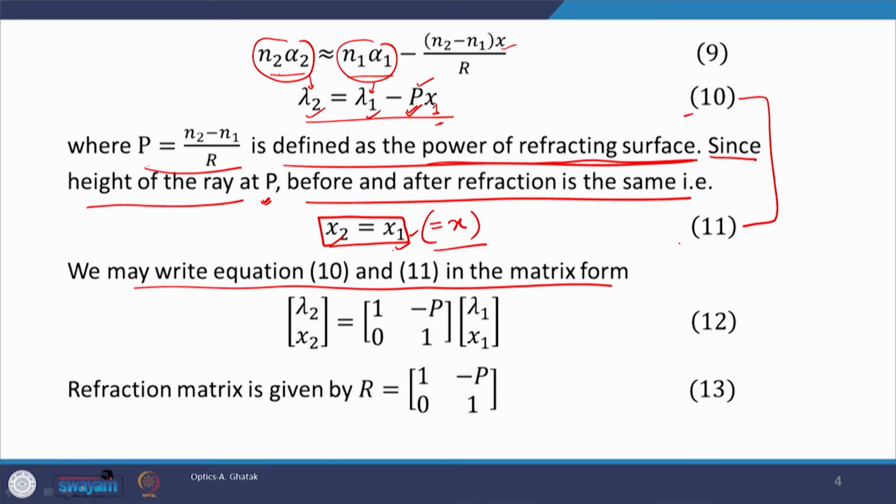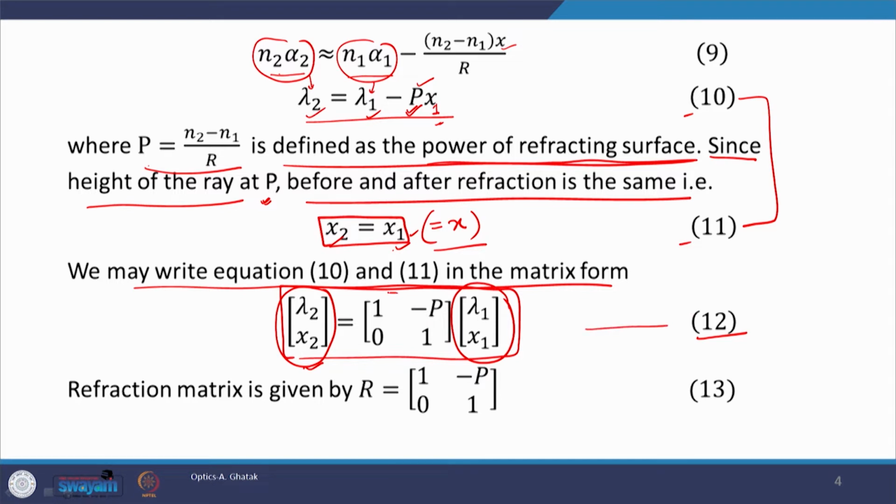using equations 10 and 11, we can write this matrix. We can represent these two equations in a single matrix form, which is given by equation number 12, where x1 is equal to x2 is equal to x. Now, when we write equations 10 and 11 in matrix form, what we see is that the coordinates of point P after refraction are related with the coordinates of point P right before refraction. And this relation is expressed by equation number 12.